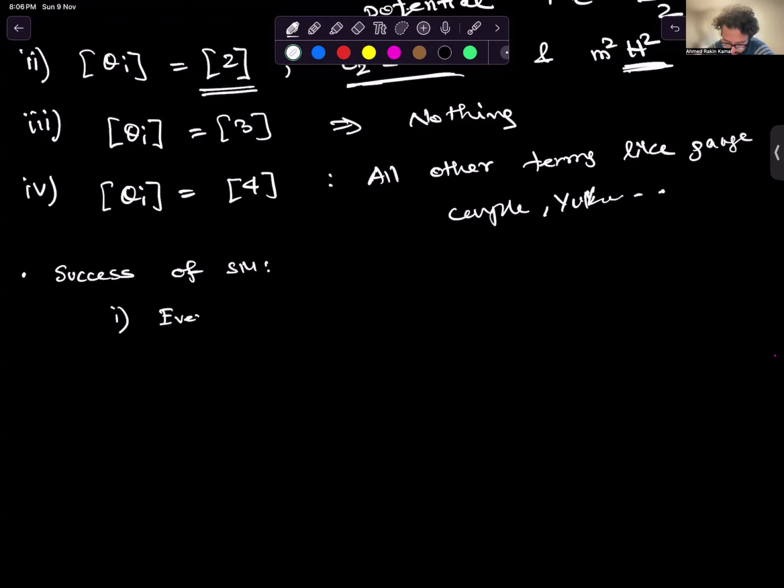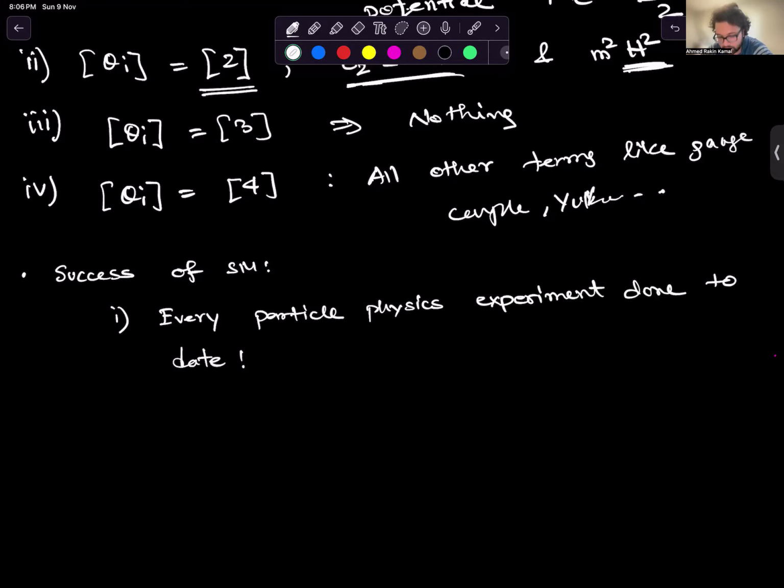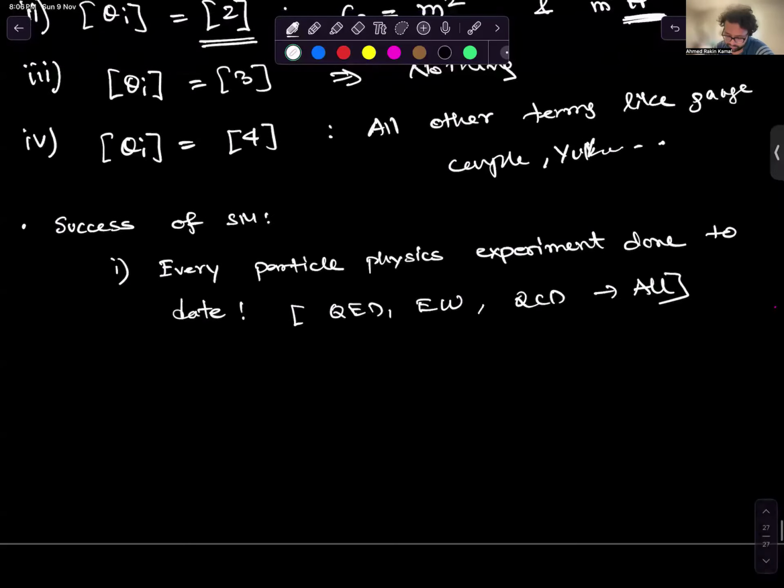So, what is the success of the standard model? Every particle physics experiment done to date, for example, the QED experiments, electroweak, strong interaction, QCD, all to an extremely high precision, in the sense that, for the known interactions, we have not even seen any deviation from the results predicted by the standard model.